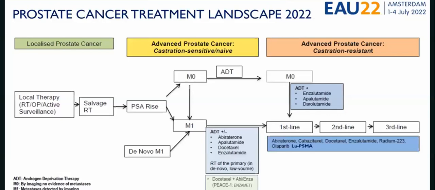This is a slide that I picked up from the EAU 2022. It's basically showing the management landscape of prostate cancer in 2022. And I think where our management, if we were going to start talking about oligometastatic, would fit in would be where the red dots are. So you'd have your de novo metastatic prostate cancer, oligometastatic, you'd have your oligorecurrent prostate cancer, and then the castrate-resistant prostate cancer. So this is just basically putting the whole picture into perspective.